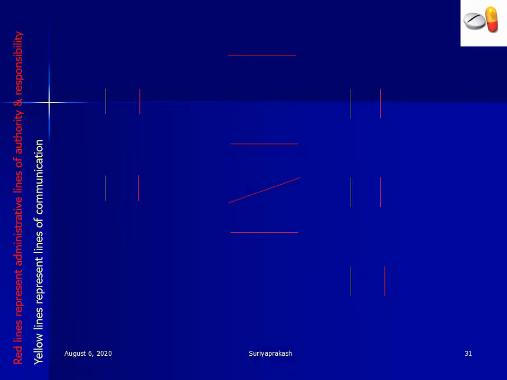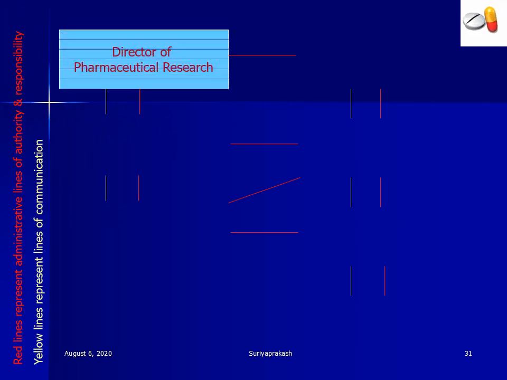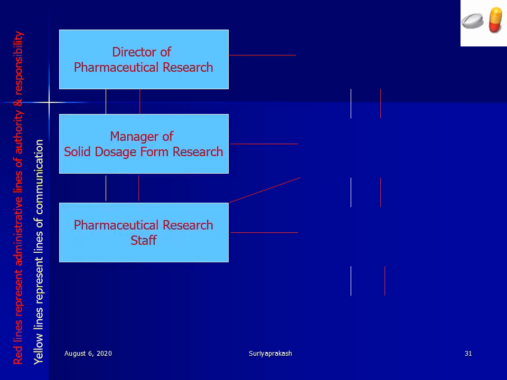See, this is a small flow chart. You can see the red line and white lines, right? I am not going to take much time on red and white lines. So what I would like you to see is the hierarchy. Director of Pharmaceutical Research, under him manager of solid dosage form research, under him or her pharmaceutical research staff. That is, you are the pharmaceutical research staff. You are the person in R&D department at lowest level.